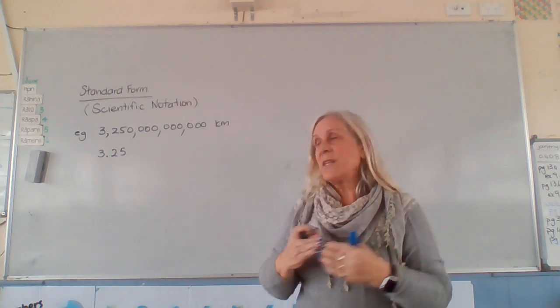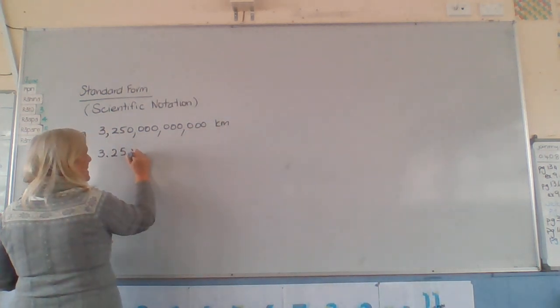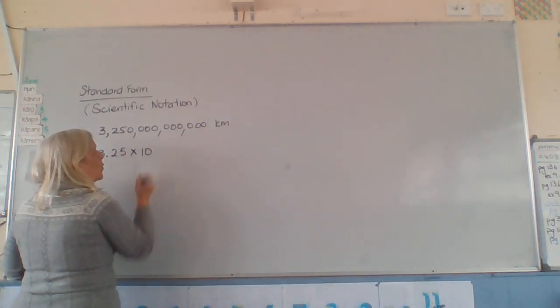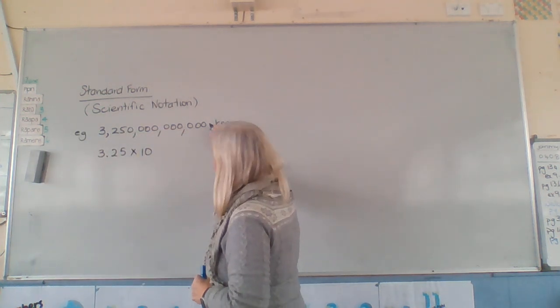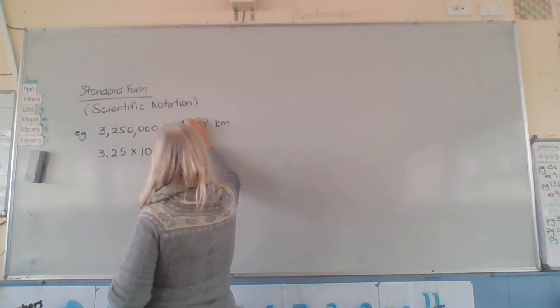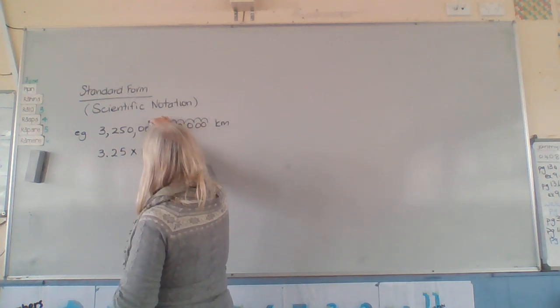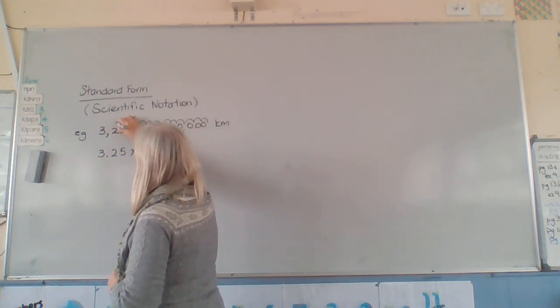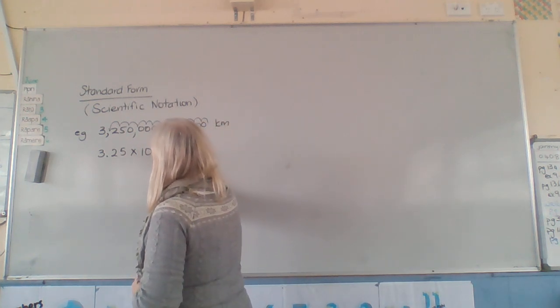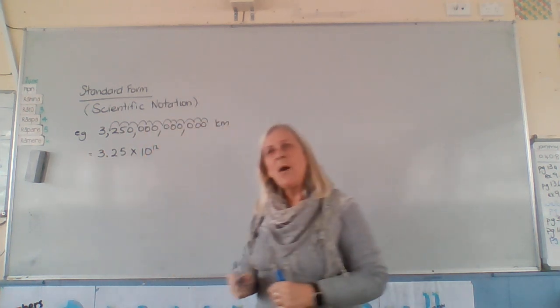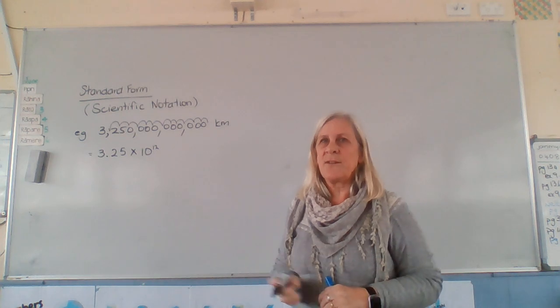And the way we do this is we multiply it by 10 to the power of however many numbers there are. So 1, 2, 3, 4, 5, 6, 7, 8, 9, 10, 11, 12. That's where the decimal point is. So that's how we would write it in what's called standard form.